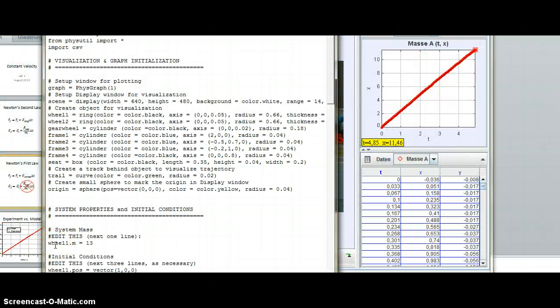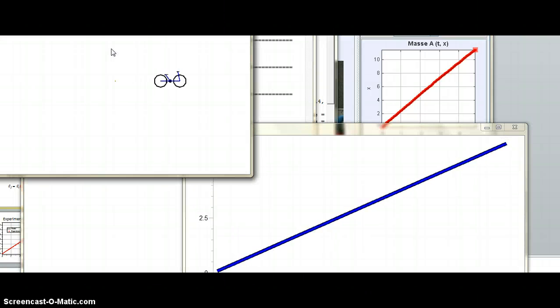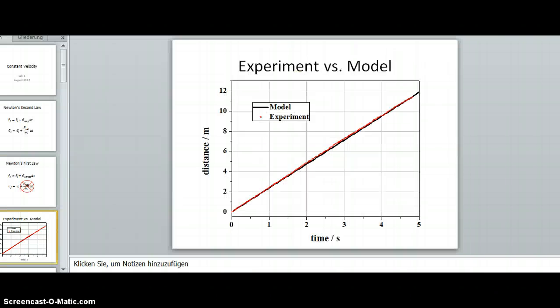The motion of the bike was simulated with the software VPython. We apply Newton's first law, where the force term is zero, and using an average velocity of 2.374 meters per second. If we run the program, we see in one window the bike, and in the other window the linear increase of the displacement with time. Both curves are plotted in the same graph.